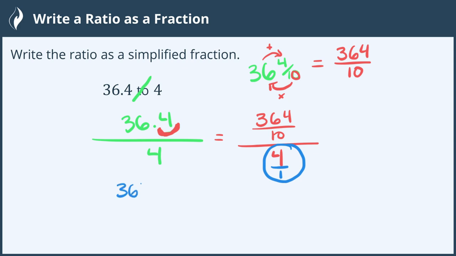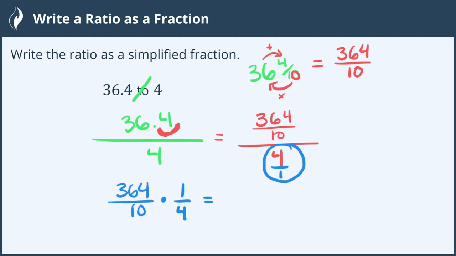So we have 364 divided by 10 multiplied by the reciprocal of 4 over 1, which is 1 over 4. It is my preference to simplify the multiplication beforehand so that I don't have to simplify afterwards. You are more than welcome to multiply 364 times 1 to get 364 and 10 times 4 to get 40, because when we multiply numerator to numerator and denominator to denominator. However, I like to simplify beforehand so that I work with smaller numbers.